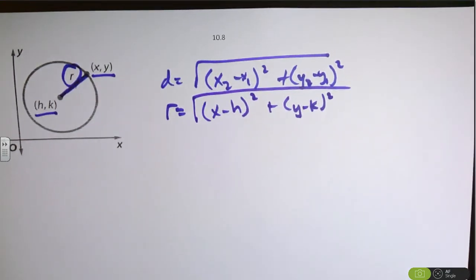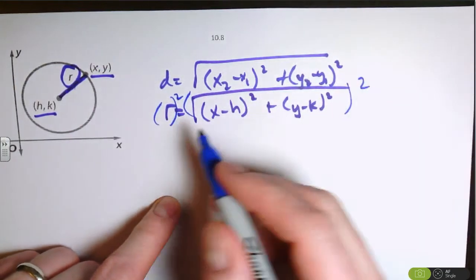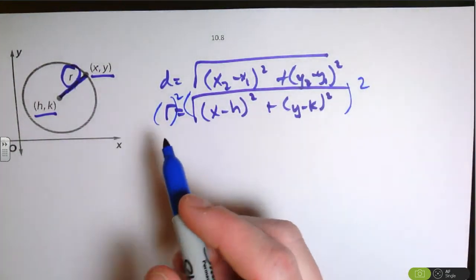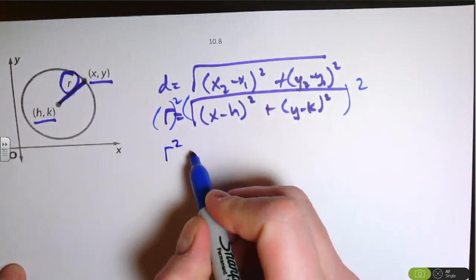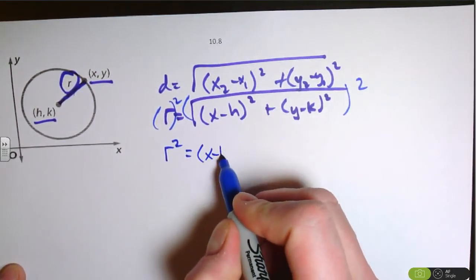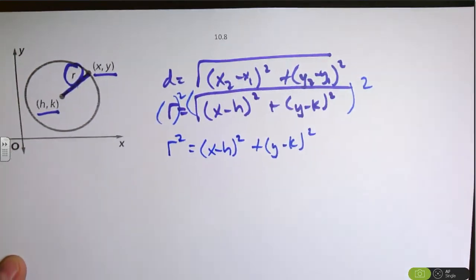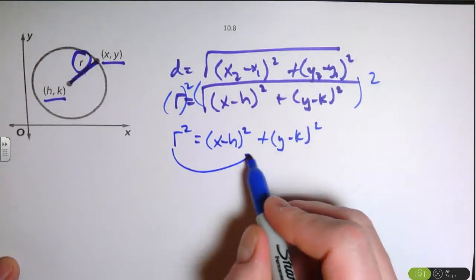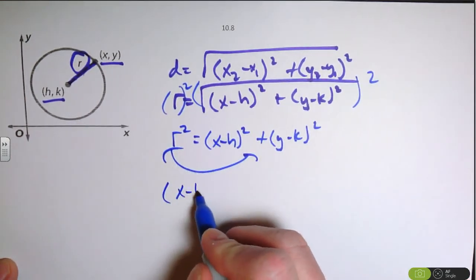So let's square both sides to get rid of that square root, and that'll also take care of that problem of which direction I find the distance between. So I get r squared equals x minus h quantity squared plus y minus k quantity squared. And basically I just end up swapping these. This isn't terrible to write this way, but for some reason it's preferred to do this.